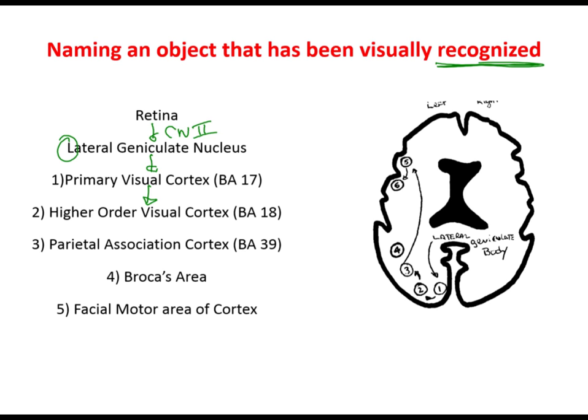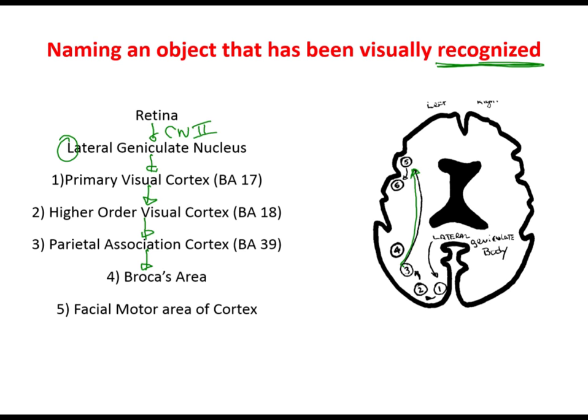This is what will make us see different colors, different shapes. This is where these things are processed at these higher order visual cortices. From there, the information reaches number 3 on our diagram, the parietal association cortex, Brodmann's 39. This is a higher order association cortex that receives information from many parts of the brain. From there, again, there was no comprehension in this example, so the signal is sent from 3 directly to Broca's area.